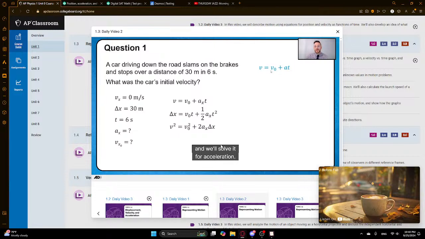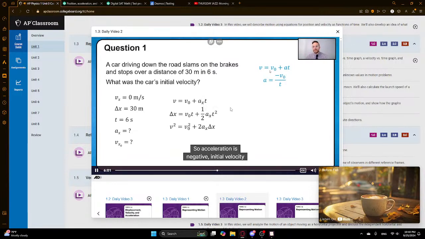Change in position is initial velocity times time plus 1/2 a x t squared. Velocity squared equals initial velocity squared plus 2a x delta position. Solve it for acceleration. So acceleration is negative initial velocity divided by time. I'm going to substitute that into this kinematic equation, and then I can simplify it.